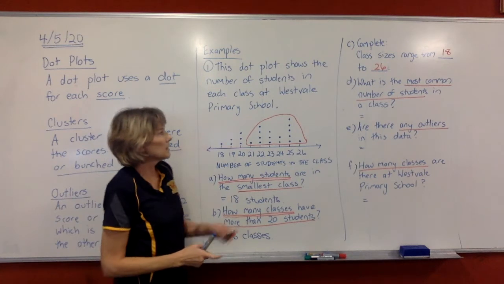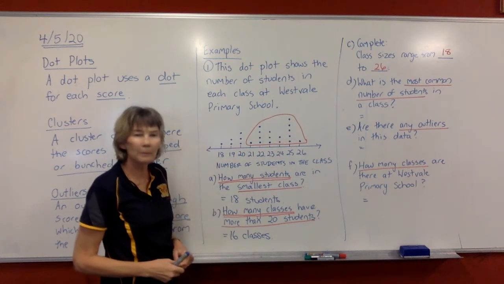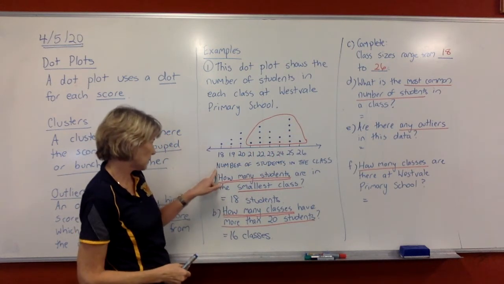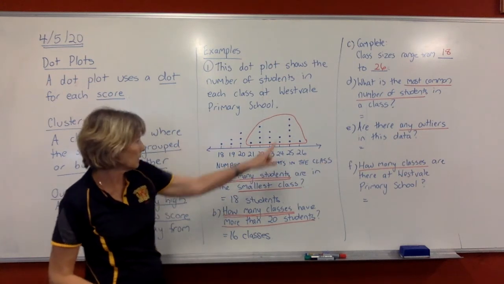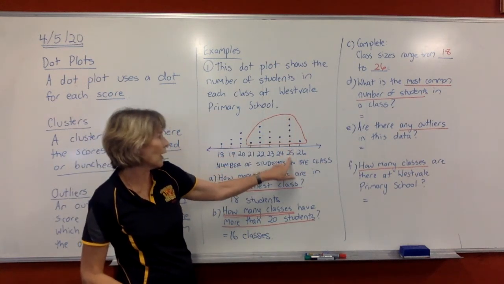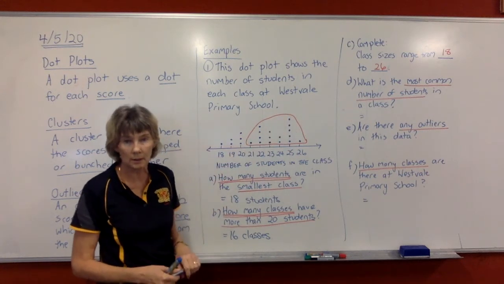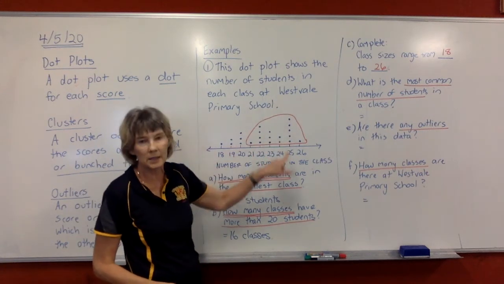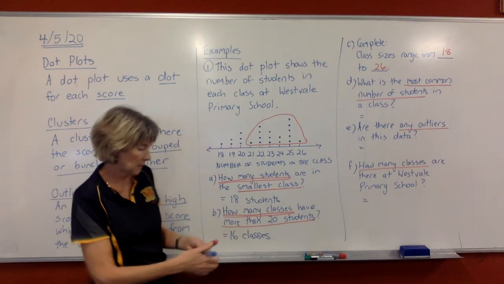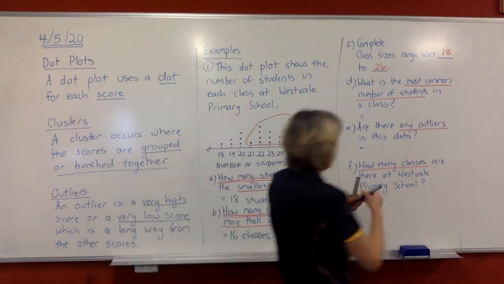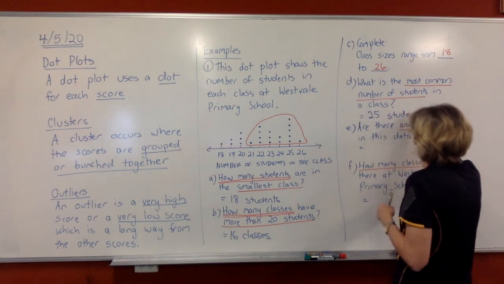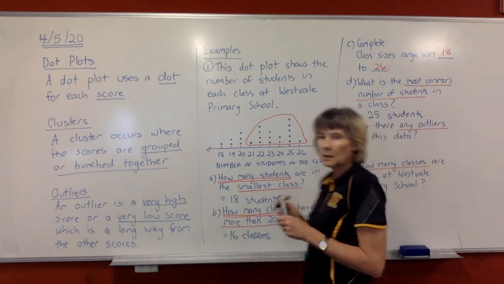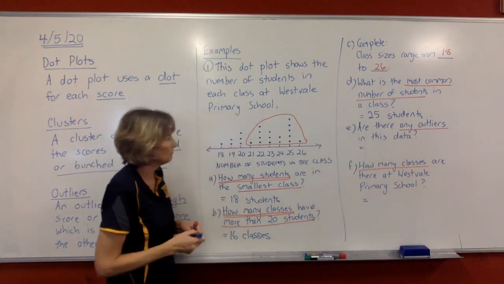Okay, in D, it says what is the most common number of students in a class? So down here is the number of students in the class. The one that's the most common is this one, 25, because it's got more dots. There are 5 classes that have got 25 students. So we're going to write down 25 is the most common number of students.